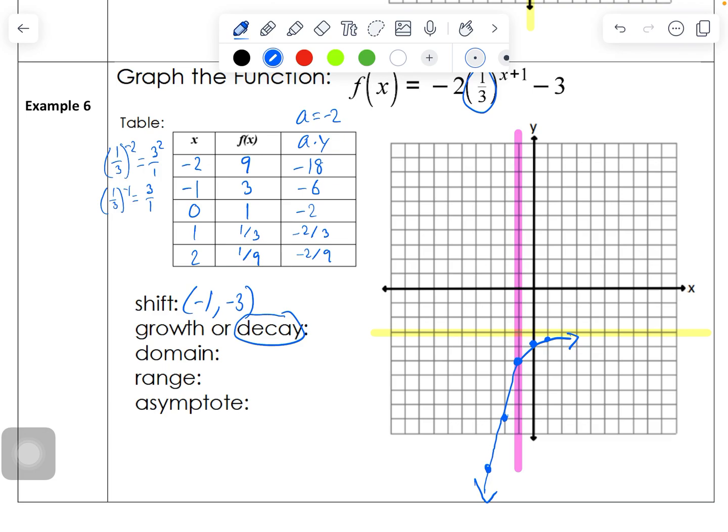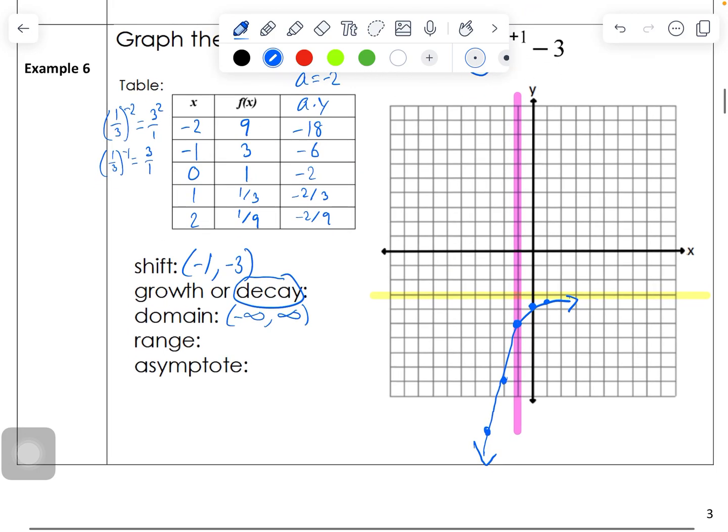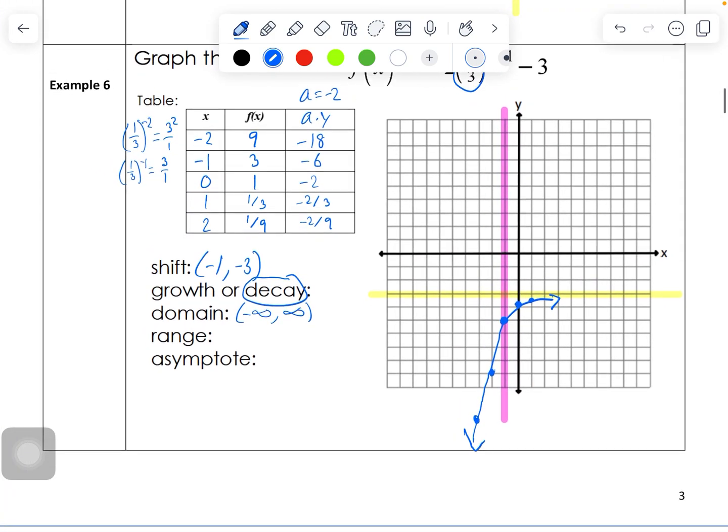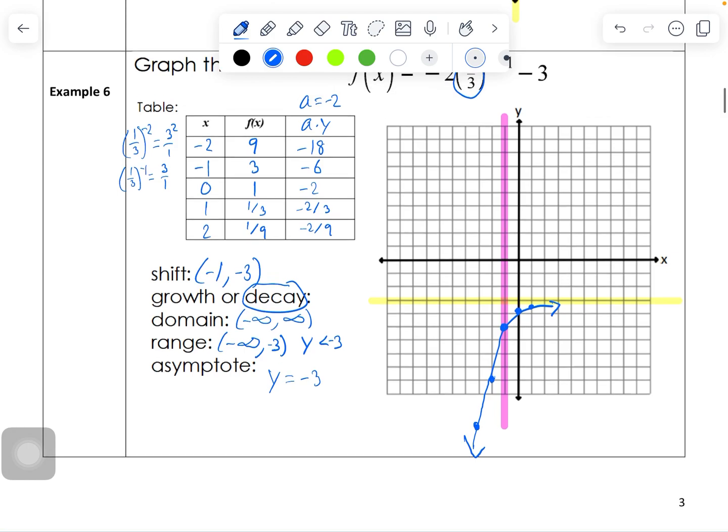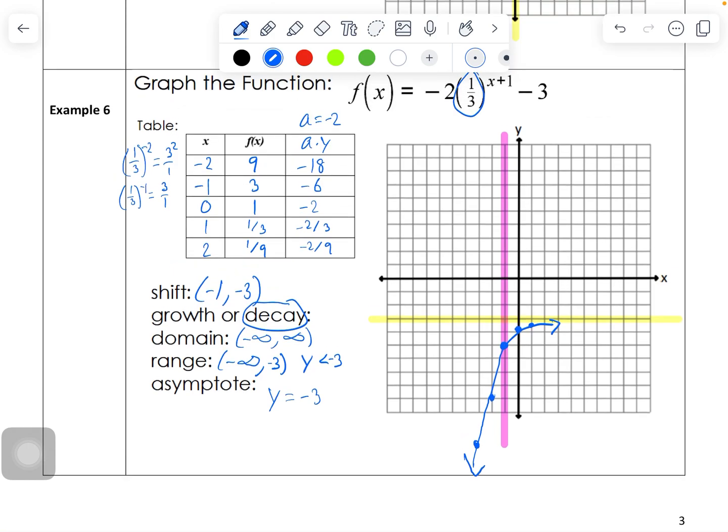So now when we write this, the domain is still from -infinity to +infinity. I'm going to do it right this time for the range. The range is underneath the value of -3. So coming from -infinity to -3, or if we want to write that as y less than -3, not equal to, because we never cross it. And then our equation of the asymptote is y equals -3. Okay, I almost had it right. Forgot the negatives. Okay.